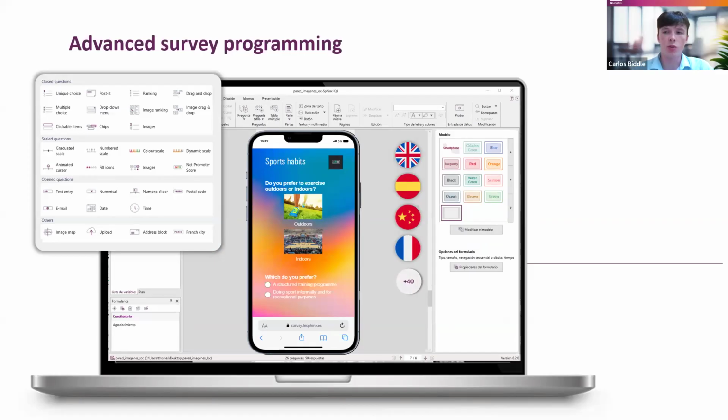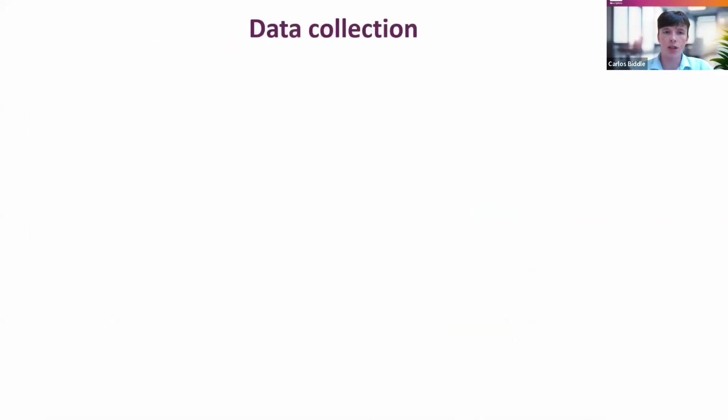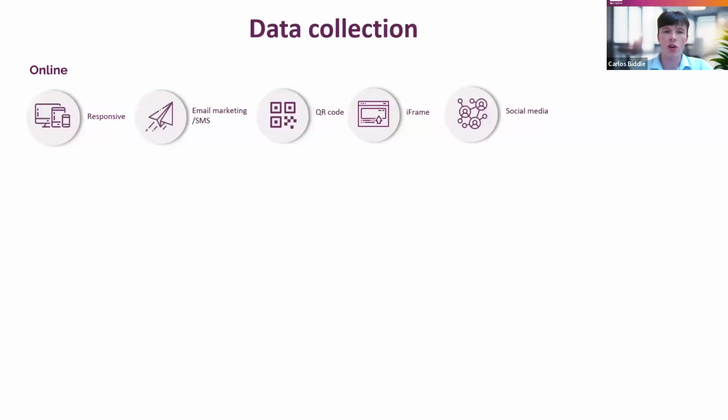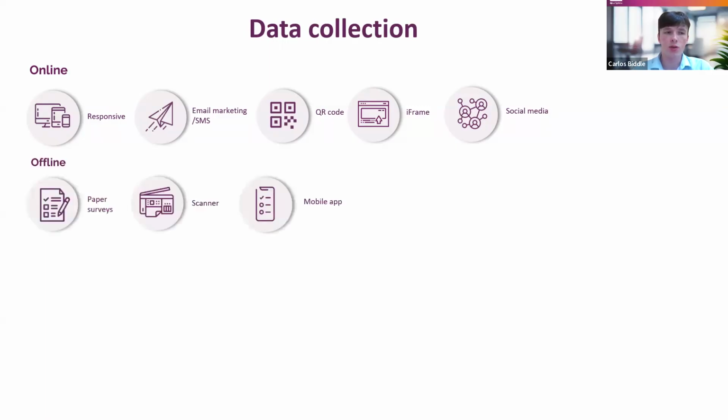So the program allows you to devise a survey and then broadcast it, whether that's online with a responsive survey or via email, SMS, QR codes, embedding it into a website through iframe or social media. There's also the possibility to distribute it offline. So if you create a paper survey with Sphinx, you can then scan the paper questionnaires. Therefore, instead of having to enter all the data manually, you can scan it and the software will recognize it.